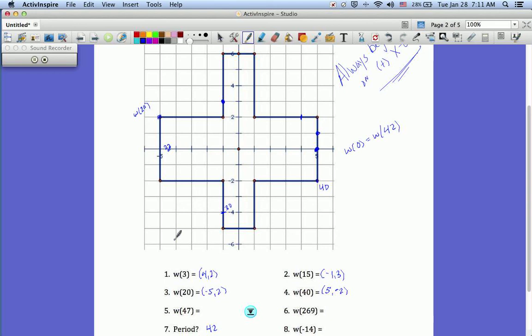So I'm going to let you on your way with the rest of them. I'll do number 5 here actually real quick. 47, well, it's going to be the same as 42 plus 5. 1, 2, 3, 4, 5, 2, 2. Okay, 269. Fiddle around with that guy. Enjoy.